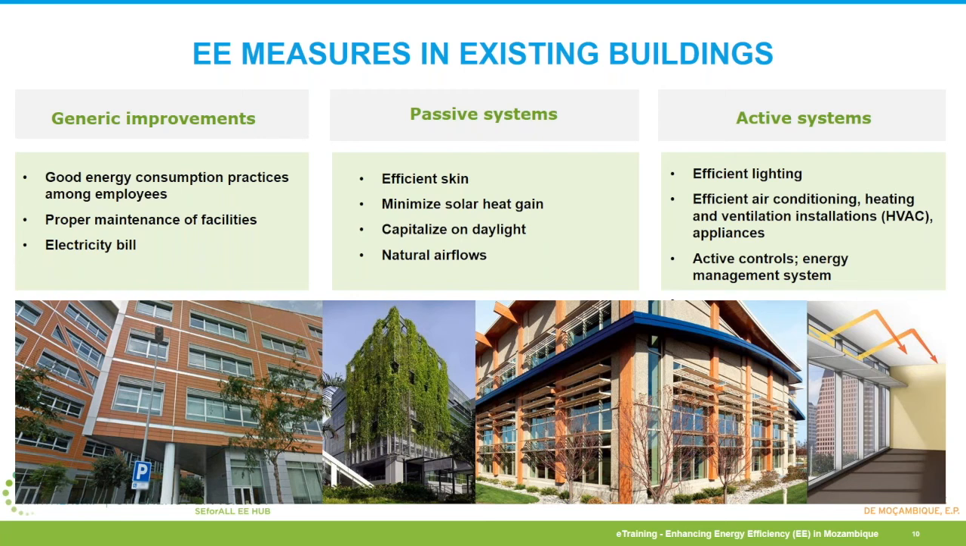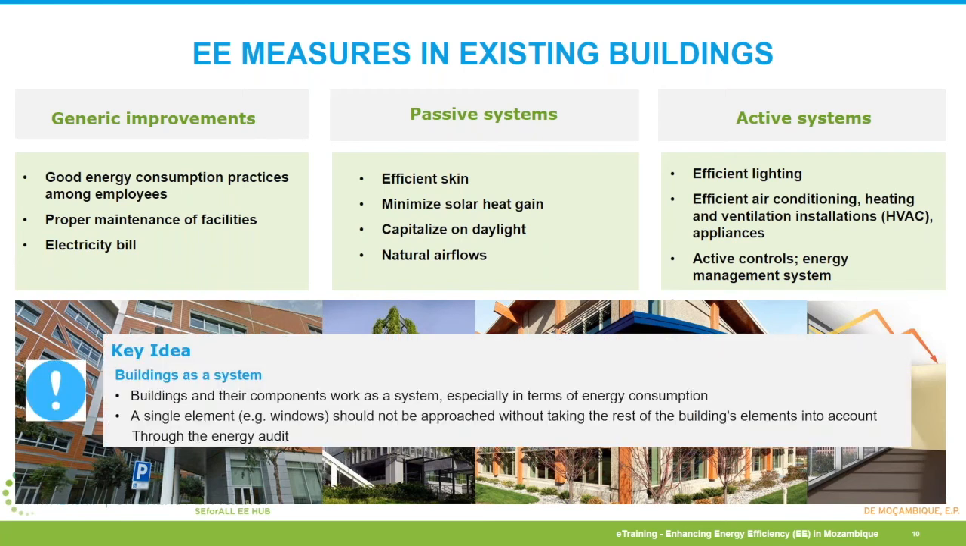As for the passive systems, these can be divided into efficient skins, minimize or maximize the solar gain depending on the local weather conditions, capitalize on daylight, as well as natural airflows, which are some of the main actions, as we will see in the next slide. Moving on to active systems, some examples are efficient lighting, efficient heating, ventilation, and air conditioning systems, that is HVAC systems, or other active controls like energy management systems, as Rahul previously explained.